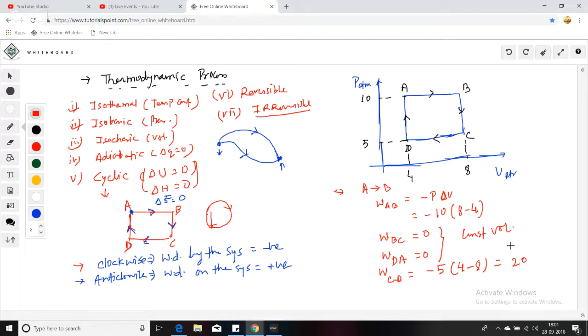Yes. And what is this? It is minus 40. Total work done is what? All these you have to add, you will get minus 20.